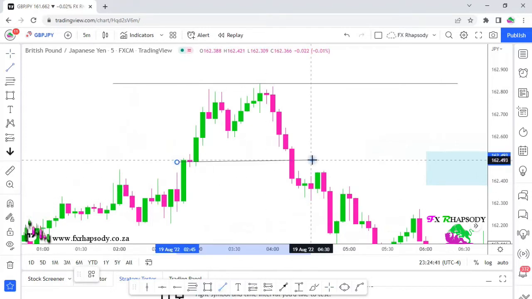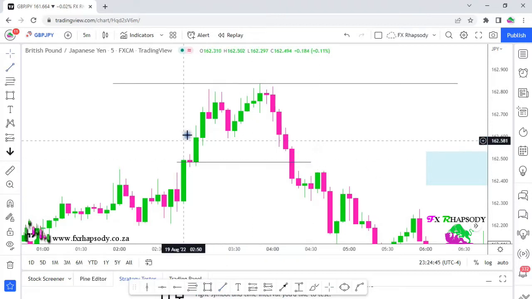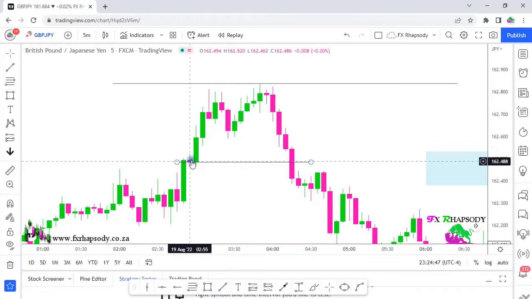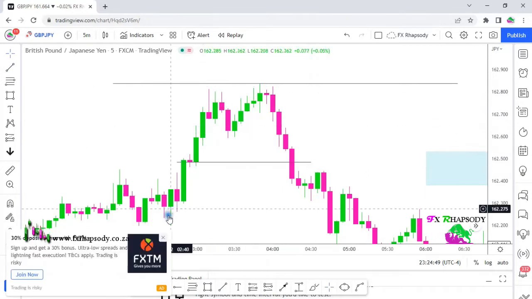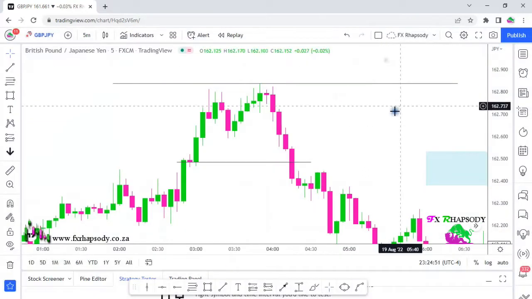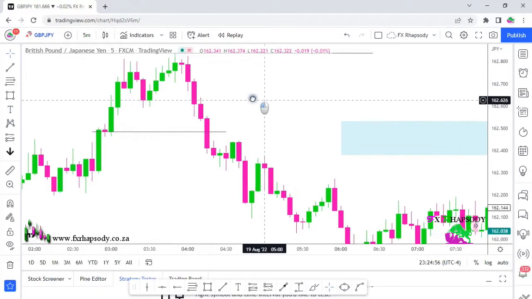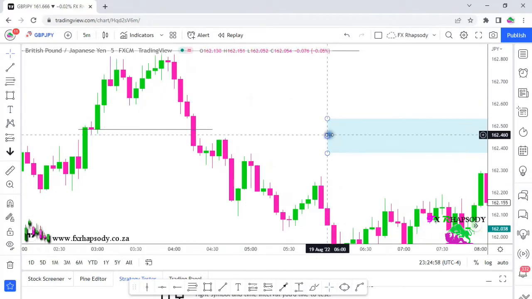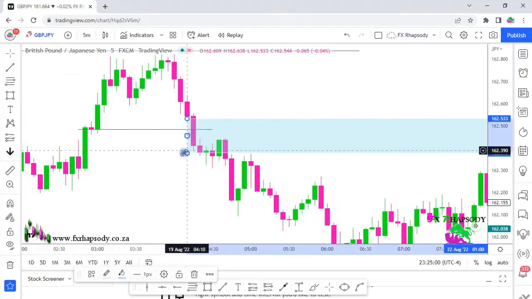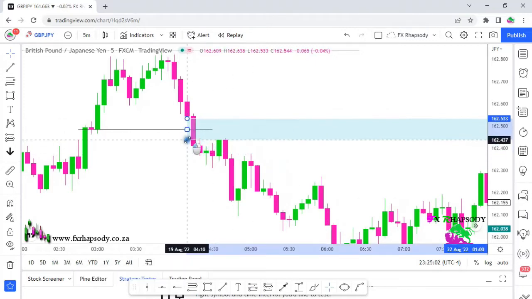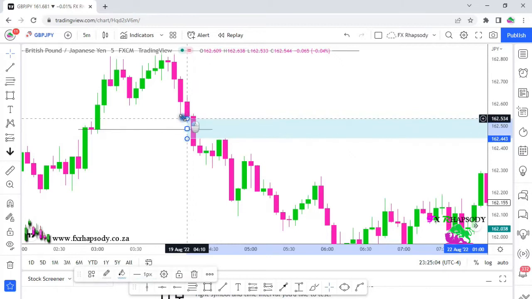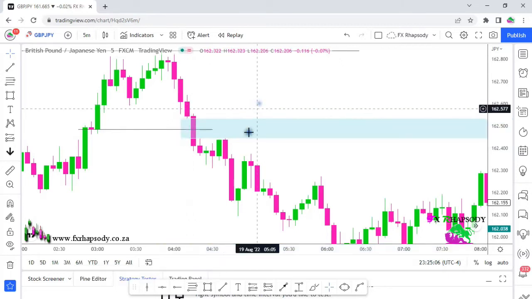So I'm just drawing a line right there, as you can see. That acted as a support, and then price bounced up, and now price came down. It broke that structure. And what happened when it broke that structure? It created a fair value gap. So now I can just do that, and then that area gets smaller.